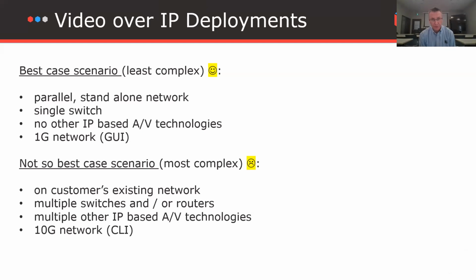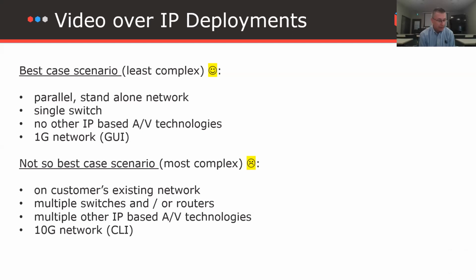So the customer's existing network is really a very big thing that we have to be aware of. If we're involved in multiple switches and routers, we're going to have to make sure that each one of those is configured properly. If there are multiple other IP-based technologies on there, then we're going to have to make sure that the setup that we do for our encoders and decoders is also appropriate for the other technologies.